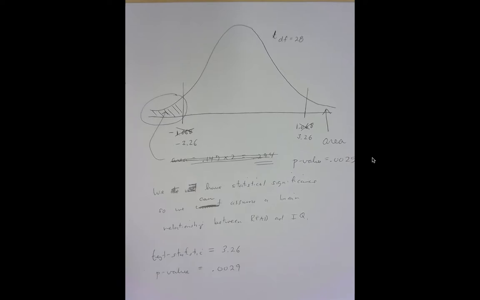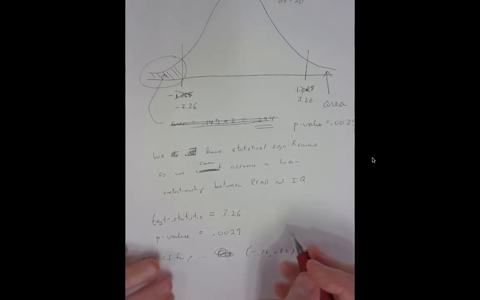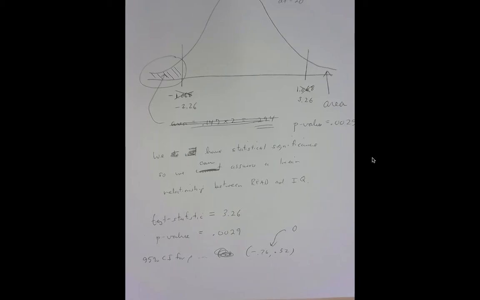So a classic test question may be, it's going to be kind of harder than this, but let's say I give you a 95% confidence interval for rho to be negative 0.76 to 0.52. Notice that this interval contains 0. Therefore, our p-value would be greater than or equal to 0.05.